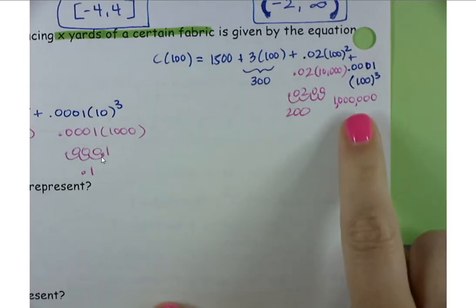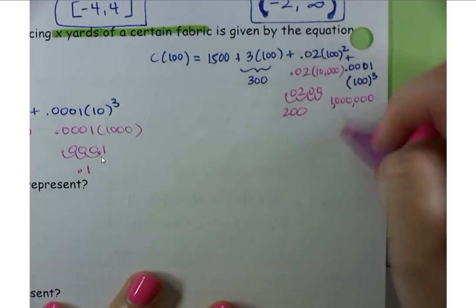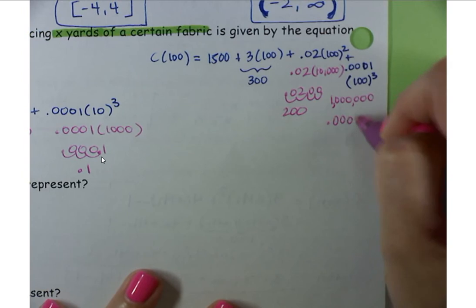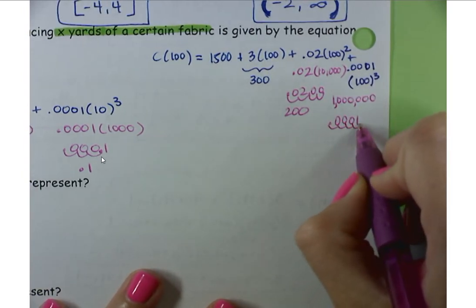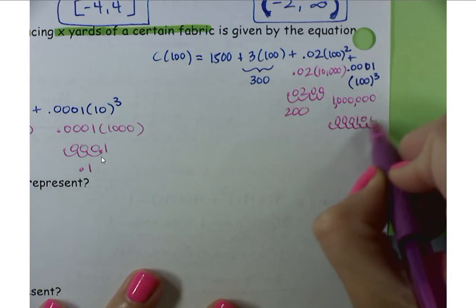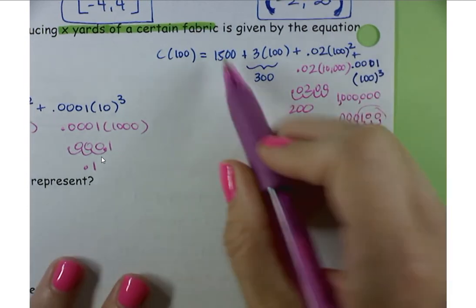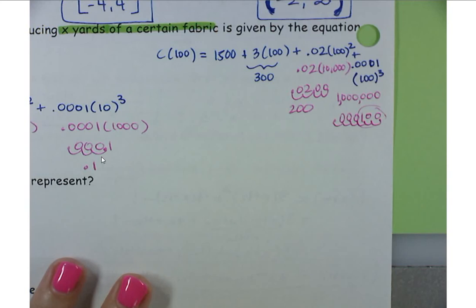Okay, I have 6 zeros, so I'm going to take 0.0001 and move how many zeros? 1, 2, 3, 4, 5, 6. So I'm going to put my placeholders there. Okay, so I have 1,500 plus 300 plus 200 plus 100.